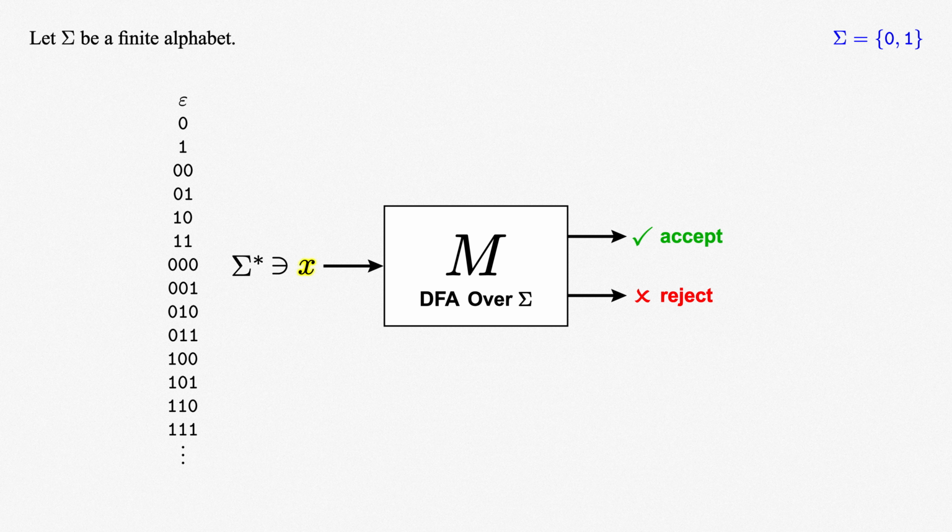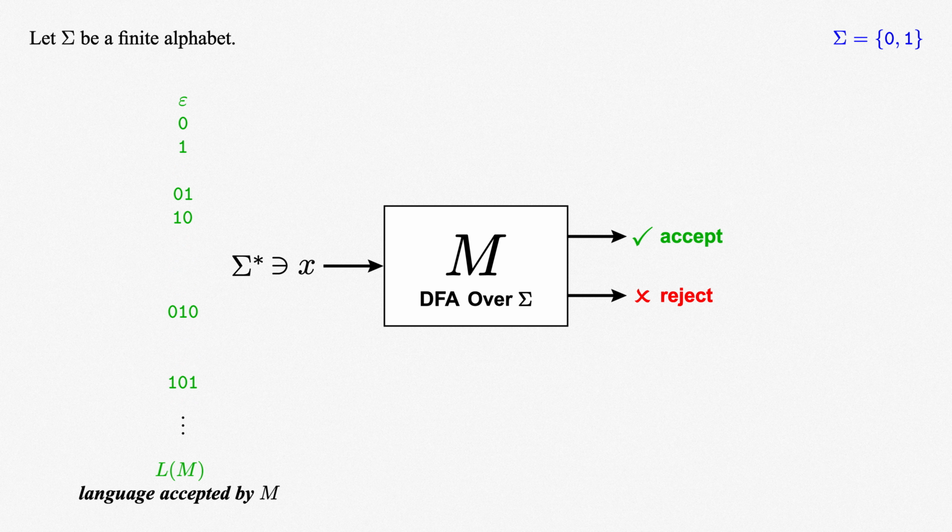We've already seen what a deterministic finite automaton M over sigma does. For each input string x in sigma star, M either accepts x or rejects x, thereby figuratively coloring each string in sigma star green or red. We define the language accepted by M, denoted L of M, to be the set of all strings that it accepts.